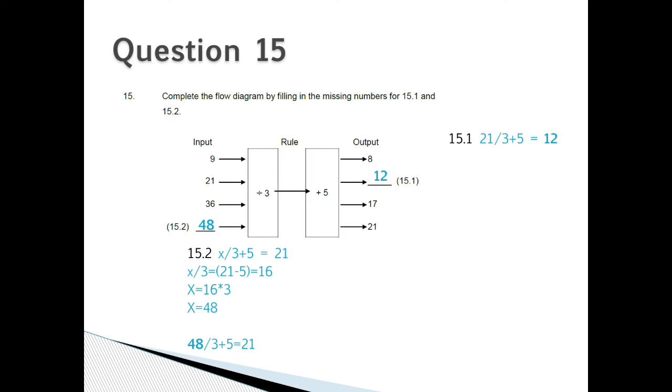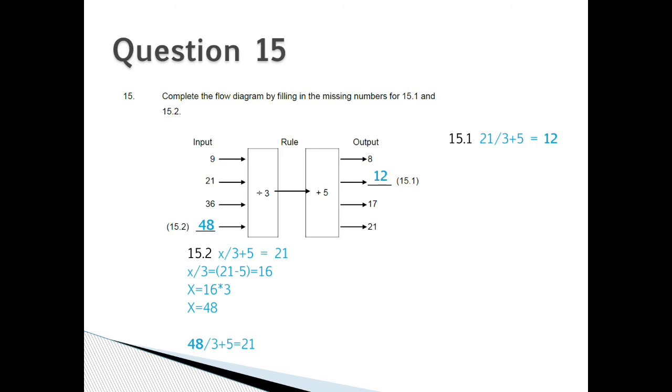It is important to remember when doing input and output diagrams that BODMAS does not apply. Instead, we follow the rules provided. For 15.1, 21 divided by 3 plus 5 is equal to 12. And for 15.2, you need to work backwards in order to be able to identify the input of 48.